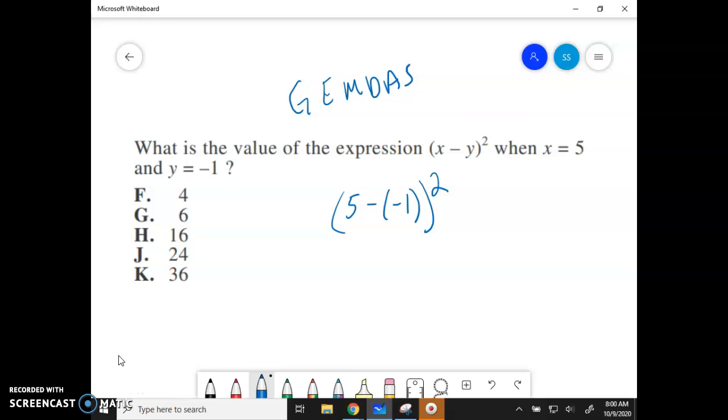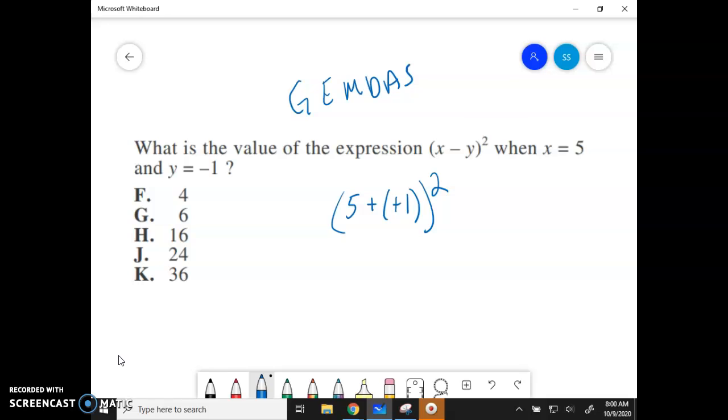So subtracting a negative is the same as adding a positive. So what we do when we have a negative out to the left of a grouping symbol is change that sign to positive, and we change all the signs inside the grouping symbols to their opposite. So if this were a positive, we would change it to a negative. Seeing how this is negative, we're going to change it to a positive.